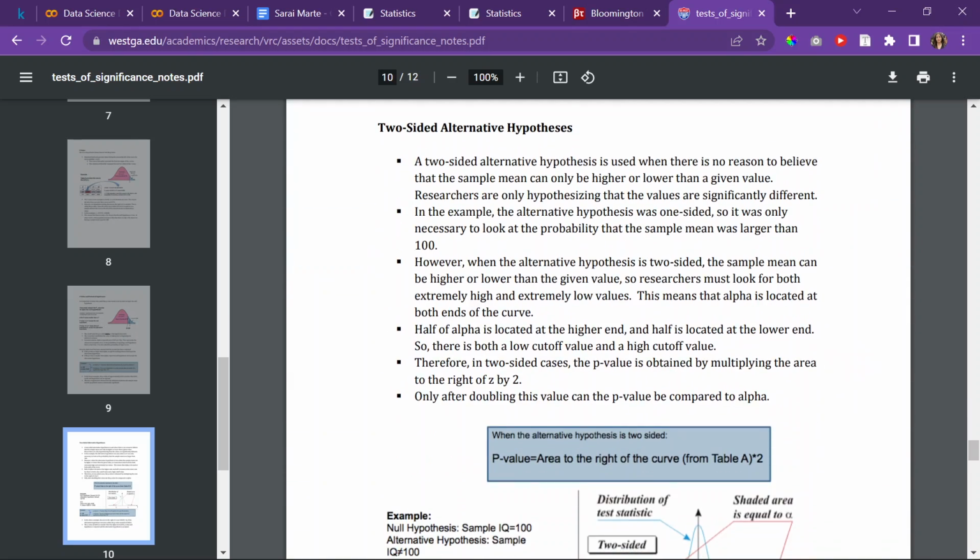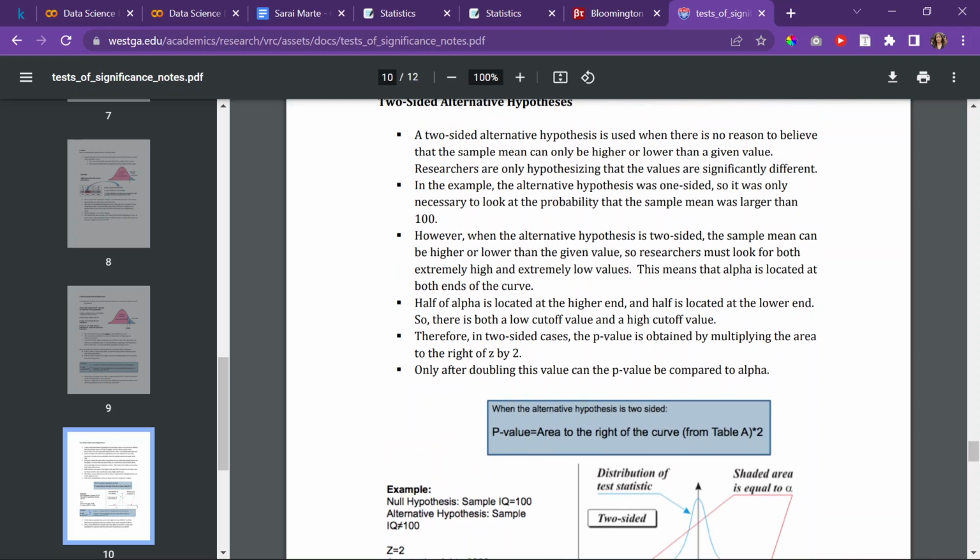Oh, here we go. Yes, yes, this is what I wanted. Okay, a two-sided alternative hypothesis is used when there is no reason to believe that the sample mean can only be higher or lower than a given value. Researchers are only hypothesizing that the values are significantly different. In the example, the alternative hypothesis was one-sided, so it was only necessary to look at the probability that the sample mean was larger than 100. However, when the alternative hypothesis is two-sided, which means that the alternative hypothesis is not equal to whatever value we set it to, the sample mean can be higher or lower than that given value. So researchers must look for both extremely high and extremely low values. This means that alpha is located at both ends of the curves.